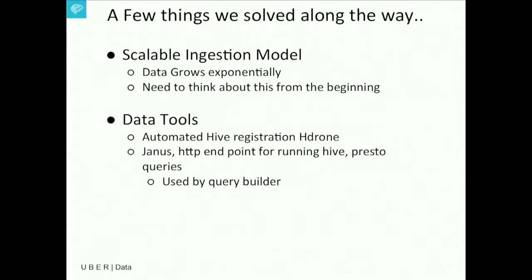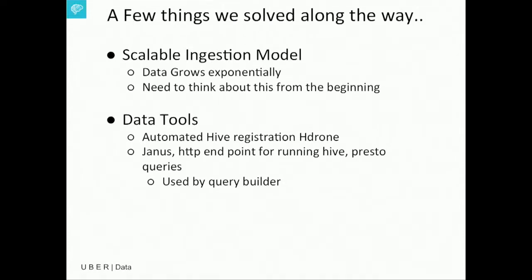We built all these tools. We need all these Hive registration tools, which automatically check if there is a schema breakage, and then do all the backward compatibility, change the data, and all that stuff. We have this tool called Janus, which is an HTTP endpoint for Hive and Presto, where these operation people can go into a UI and submit a job, without knowing whether they are submitting into Presto or Hive. We call that UI the query builder.